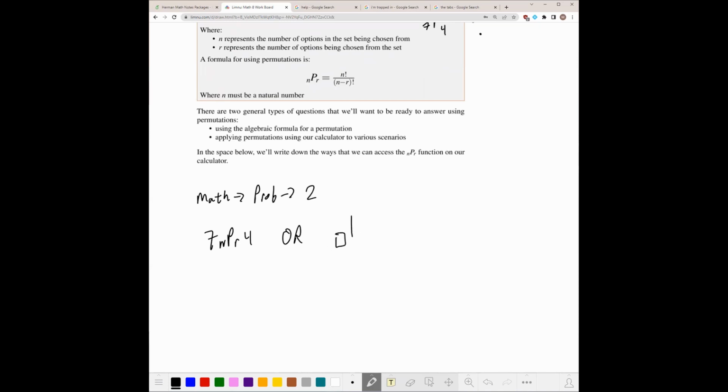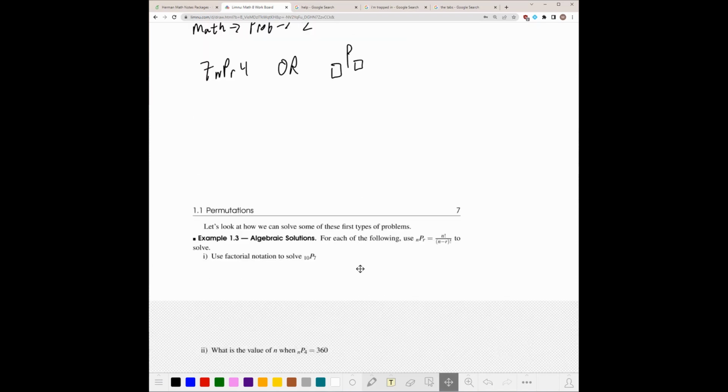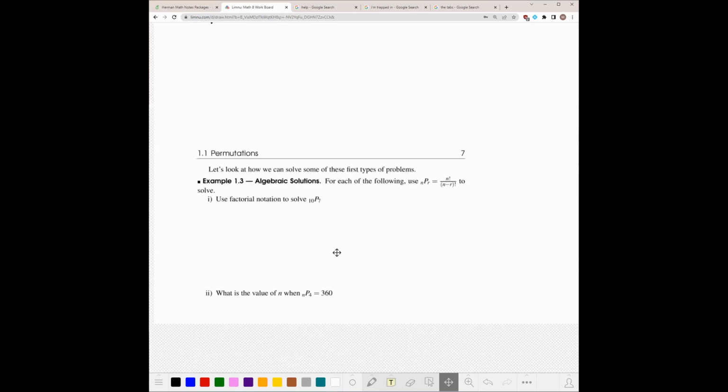My calculator shows up as this. Oh, I almost drew an N again. Box and then P and then a box, and I can type the numbers in, and it's all good. So let's do some of that algebra we talked about.